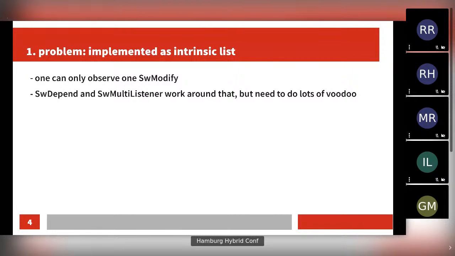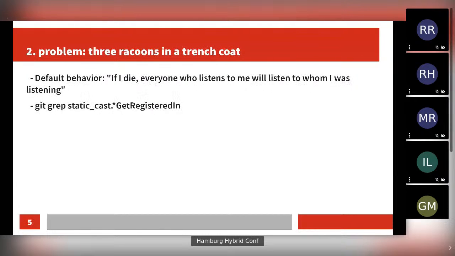It's not a fault of these implementations. It's just essentially already a workaround for the basic problem that you have with using an intrinsic linked list for this kind of stuff. So that's the first thing that you might find problematic. And if you ever find an SW depend, you will see how ugly the code around that easily can get. So second problem, 3 raccoons in a trench coat.